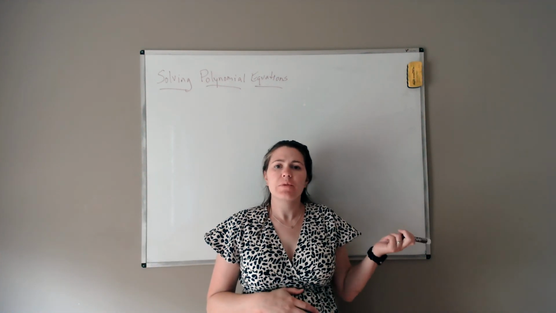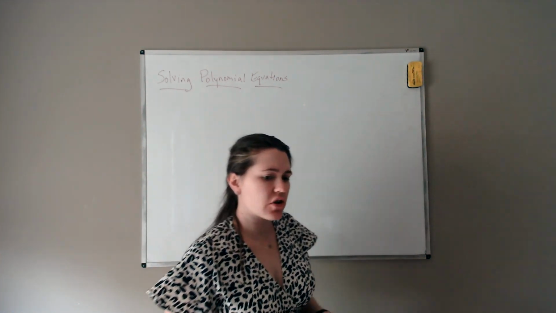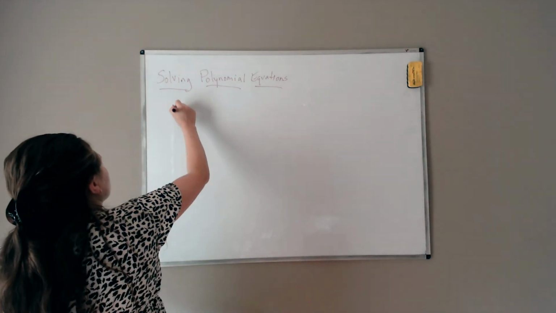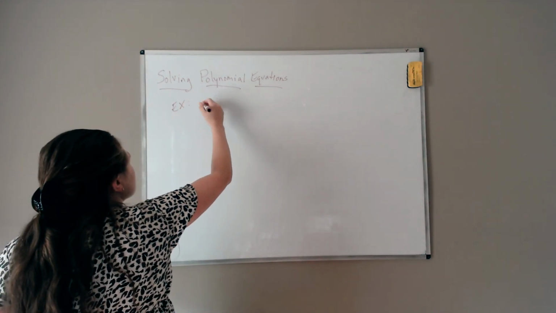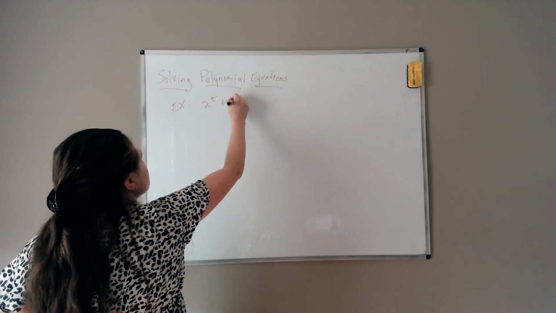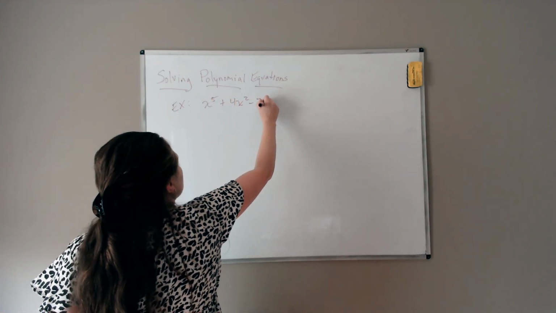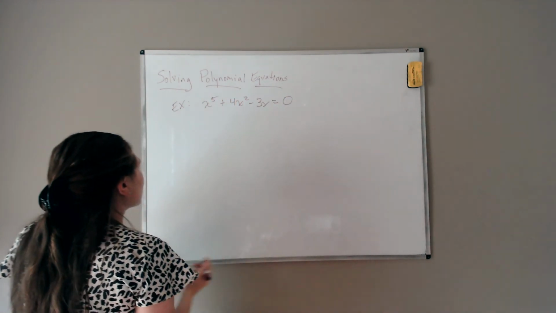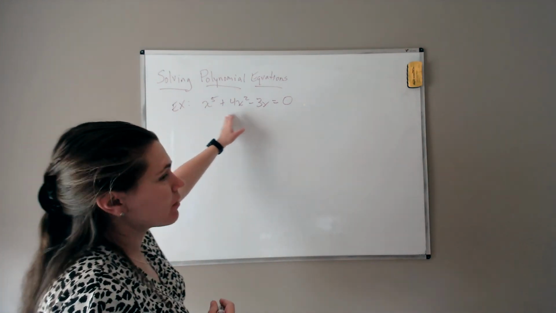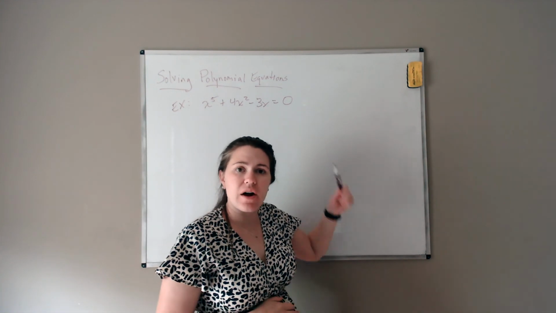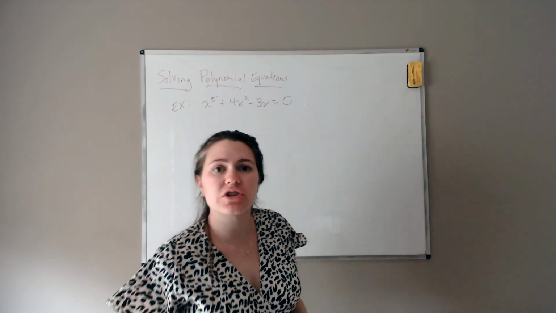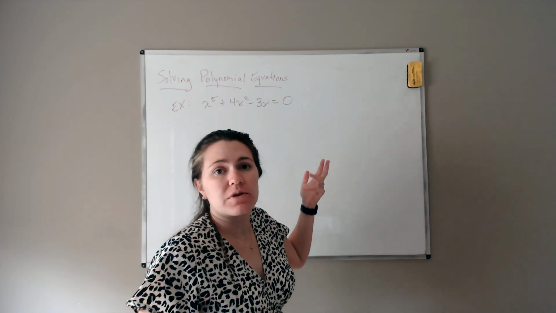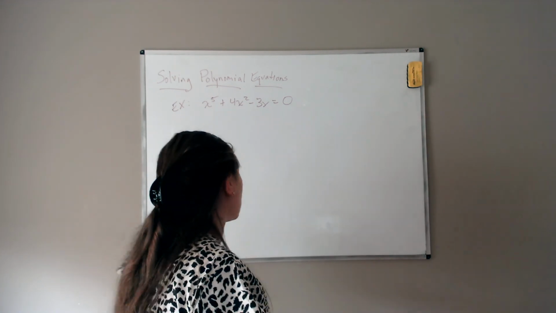So in this video, we're going to be solving polynomial equations. Examples of polynomial equations are going to be like x to the fifth plus 4x squared minus 3x equals 0. Okay, these are polynomial equations when you have a polynomial expression in which you now have an equal sign, and when you are solving, you're finding the input when the output is a specific value.